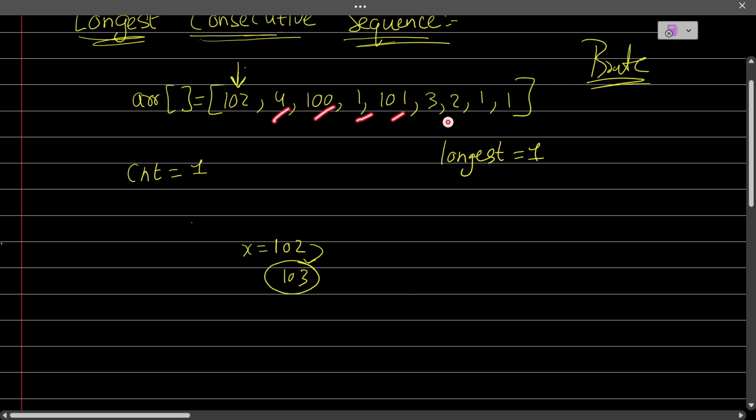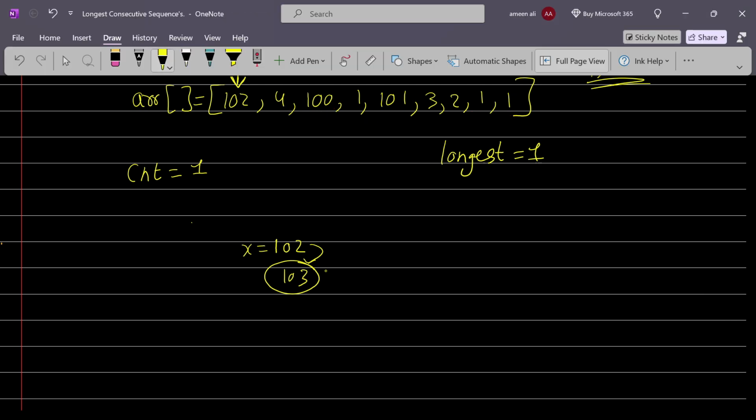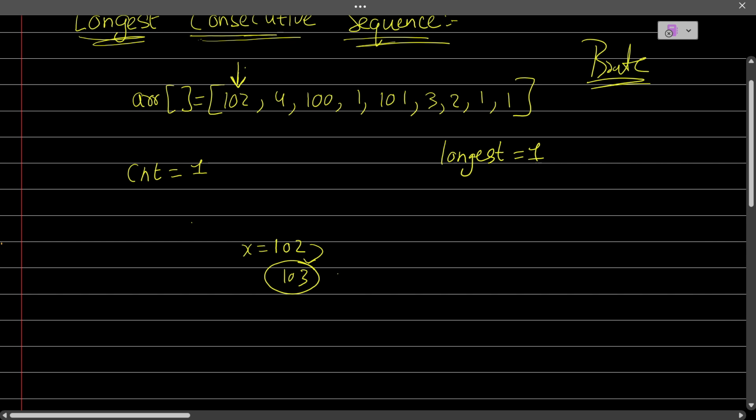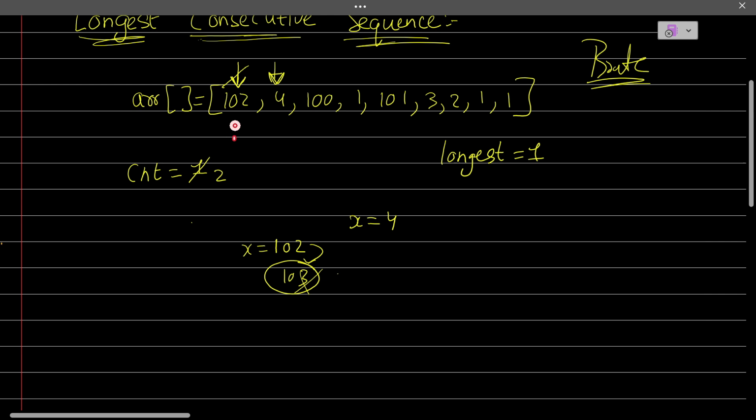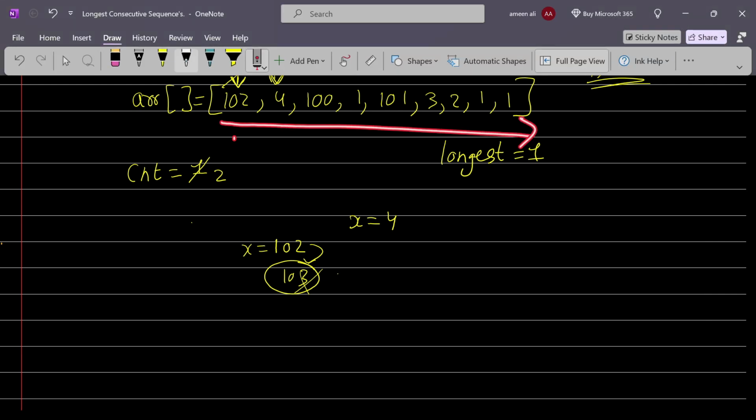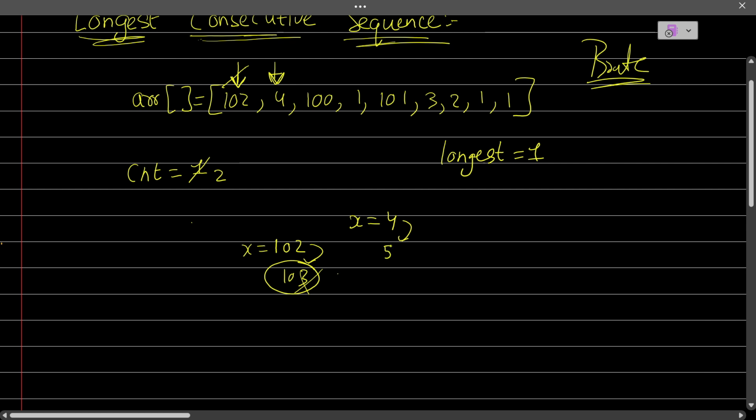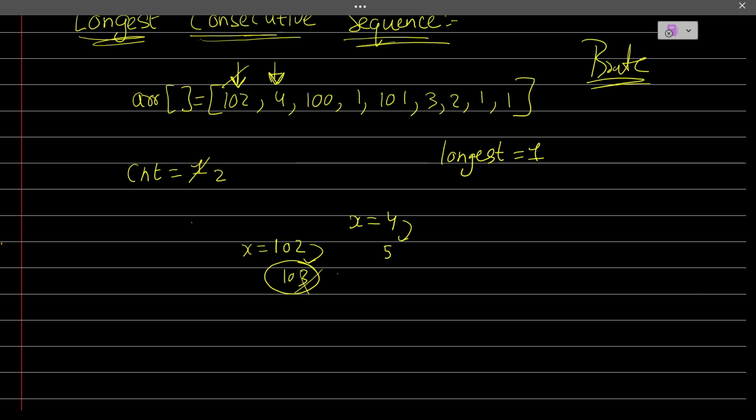The array does not have 1 or 3, right? If the array does not have 1 or 3, I'll move to the next element, 4. Now my x is 4. Then I increase the counter by 2. Then with a linear search, I look for the next element, that is 5. Is there any 5 in the array? No, there is no 5 in the array. So then I move.